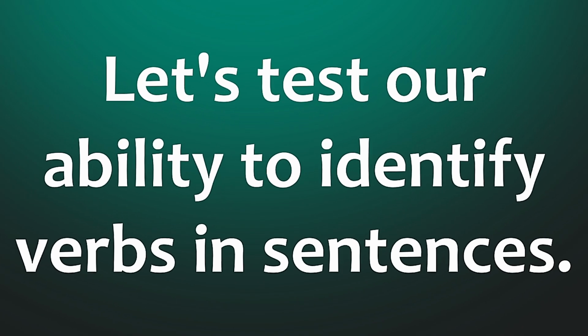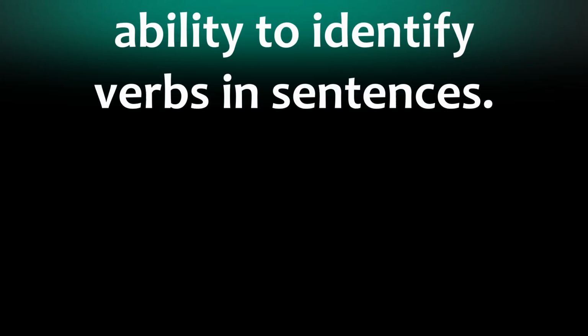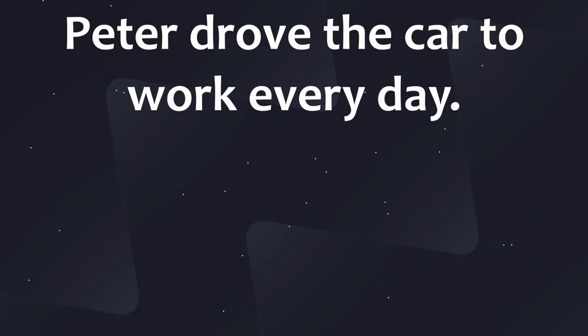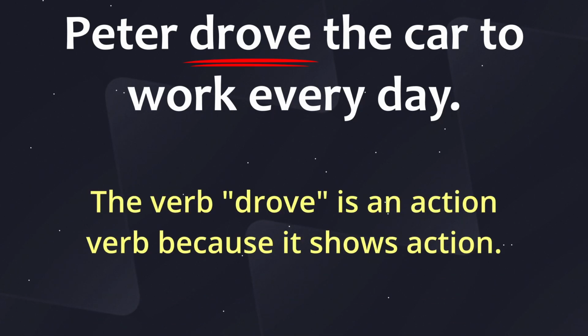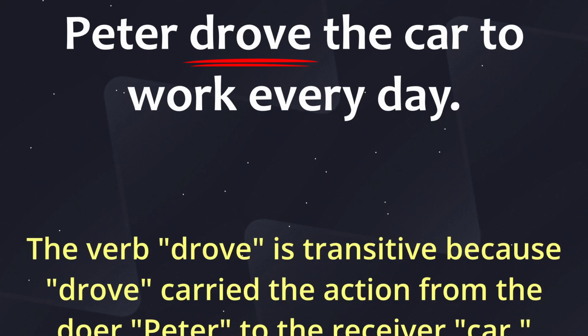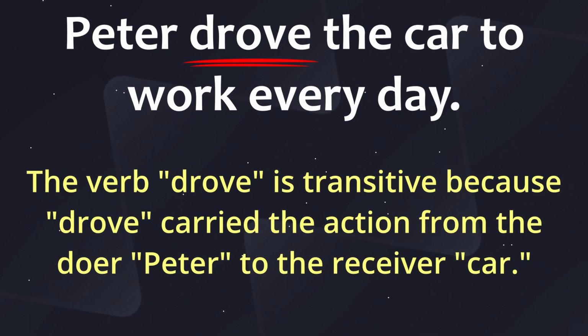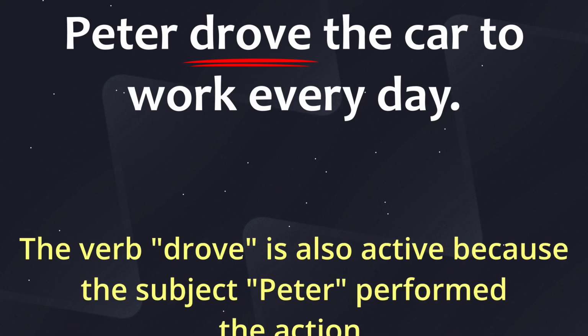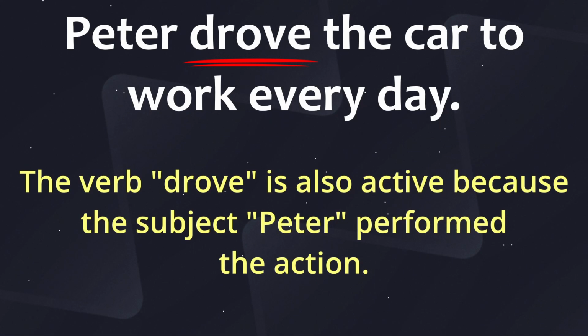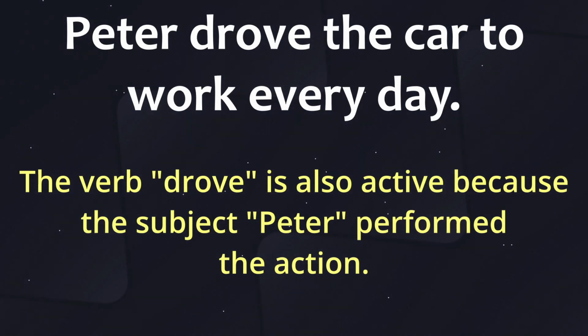Let's test our ability to identify English verbs in sentences. For example, Peter drove his car to work every day. The verb drove is an action verb because it shows action. The verb drove is transitive because drove carried the action from the doer, Peter, to the receiver, car. The verb drove is also active voice because the subject Peter performed the action.